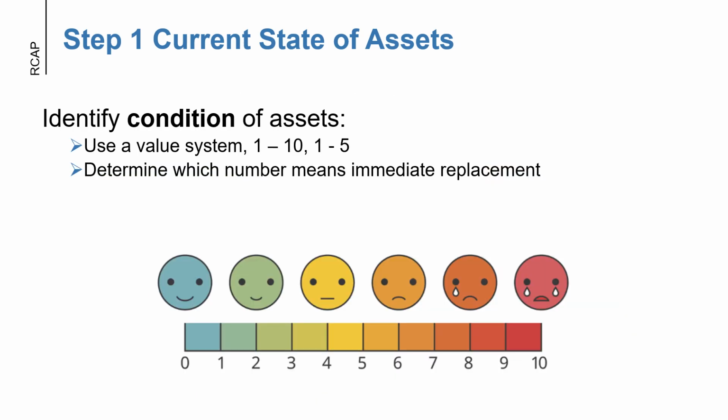When we're looking at the condition of our assets, it can be helpful to use a value system. You can think about the one that you might see at the doctor's office where 0 means you're feeling great and 10 means you're in the worst pain of your life. You can use whatever value system works for you. Determine which number means immediate replacement so that that's very clear. Color scales can also be a good visualization as well.